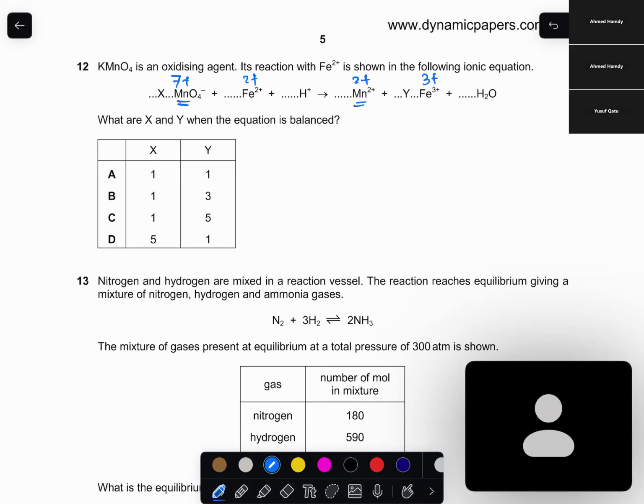So manganese, to change from +7 to +2, should gain 5 electrons. And iron, to change from +2 to +3, will lose 1 electron. To balance these two numbers of electrons, we have to multiply this one by 5 and this one by 1. So manganese here should be 1 and this one should be 1. And iron, this one should be 5 and this one should be 5. So X equals 1 and Y equals 5. So the answer is C.